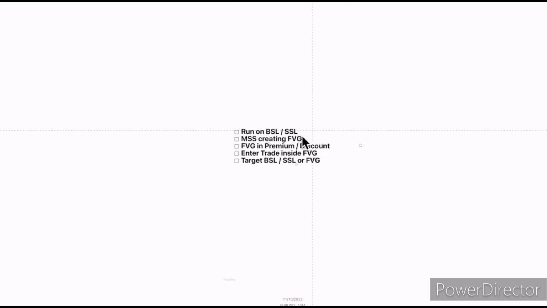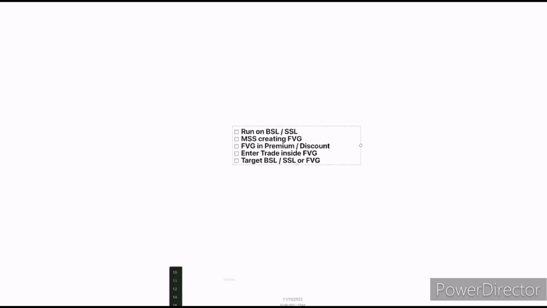Also known as displacement. So if you see a market structure shift and displacement, this is basically what it is. And if it leaves a fair value gap, this is what we need to see. A fair value gap in the premium or discount of the displacement leg, and then you want to enter the trade inside the fair value gap that has been created. And one of the most important things that you will need to know is where you need to target. You will want to target buy side liquidity or sell side liquidity, and you can also target fair value gaps in the direction that you are trading in.